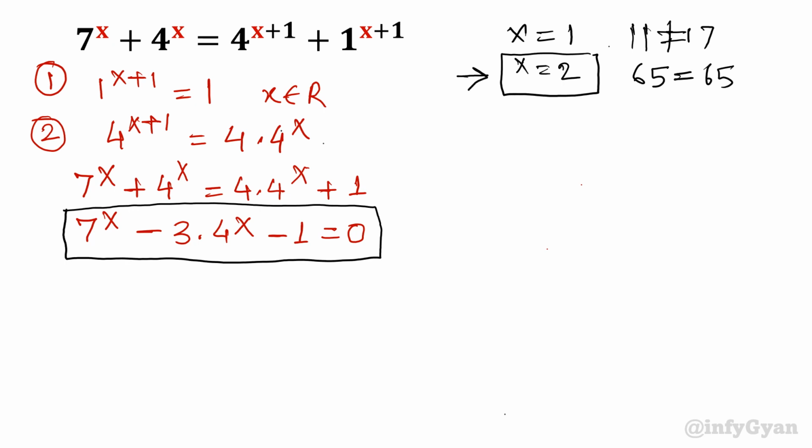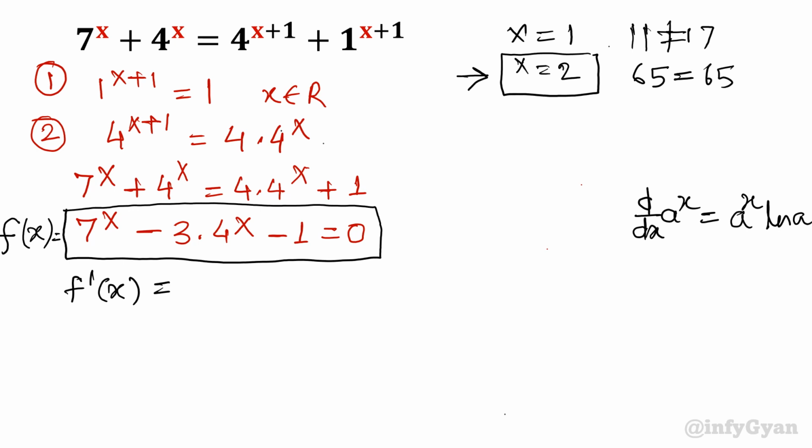Now I am going to consider this equation as f(x). First find f'(x). We know that the derivative d/dx of a^x is a^x ln a, where a is greater than 1. So if we write this, we have calculated f'(x) equal to 7^x ln 7 minus 3 times 4^x ln 4 by the formula.